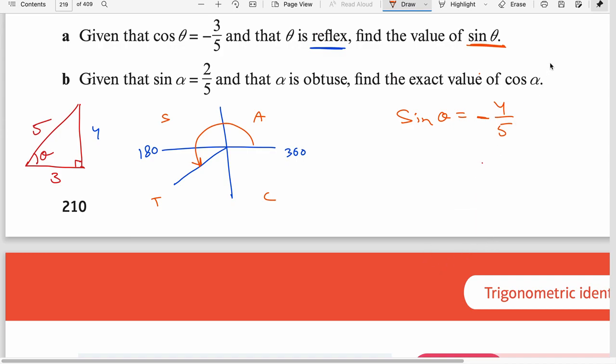One more question. Third quadrant: is it positive or negative for sine? So that's how I got it.